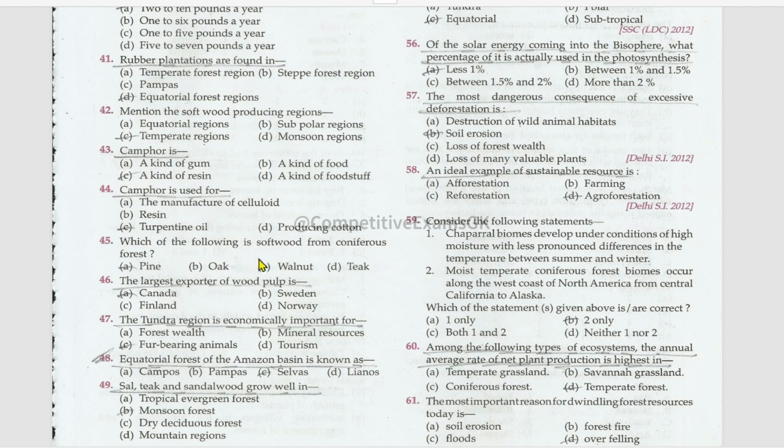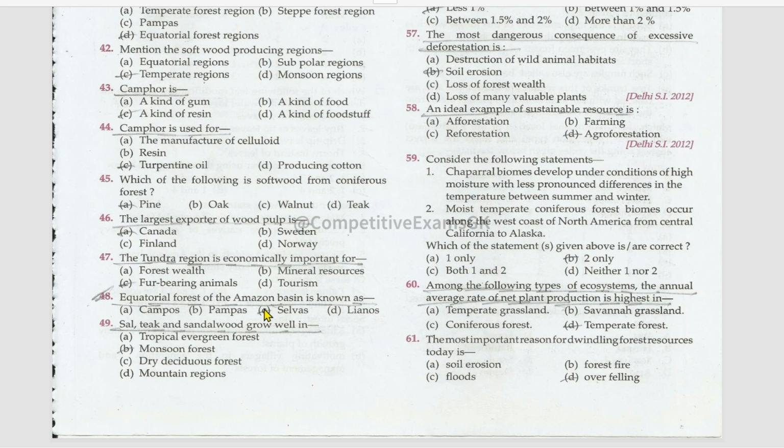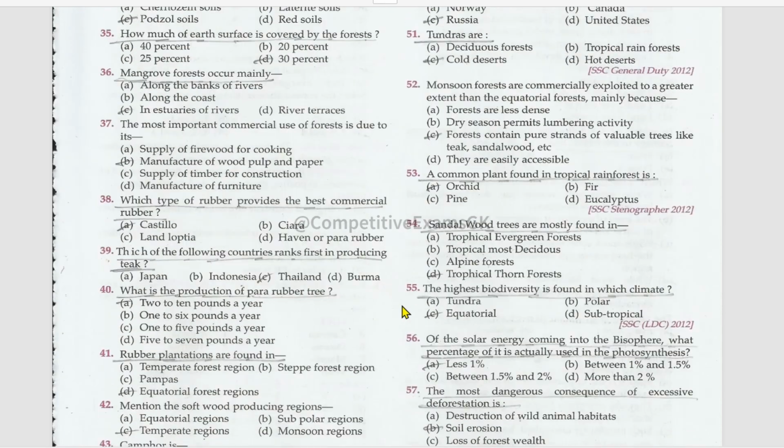Which of the following is softwood from coniferous forests? That is pine. The largest exporter of wood pulp is Canada. The tundra region is economically important for fur-bearing animals. Equatorial forest of the Amazon basin is known as selvas. Sal, teak, and sandalwood grow well in monsoon forests.